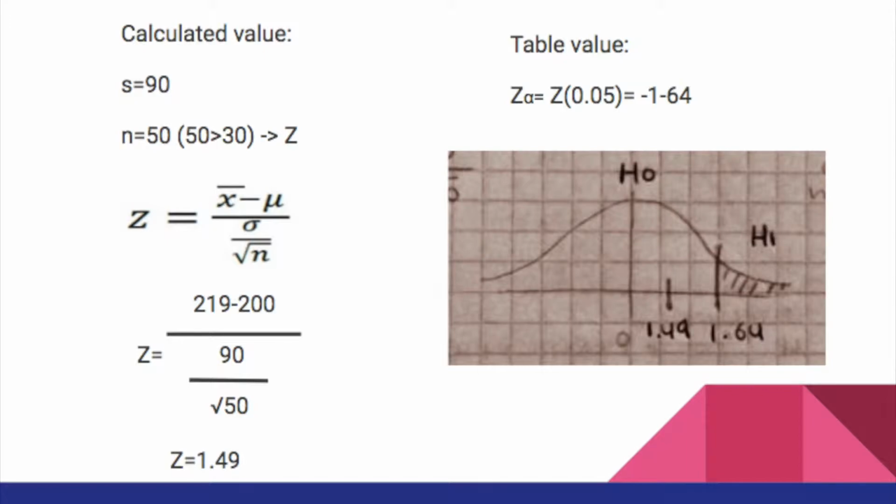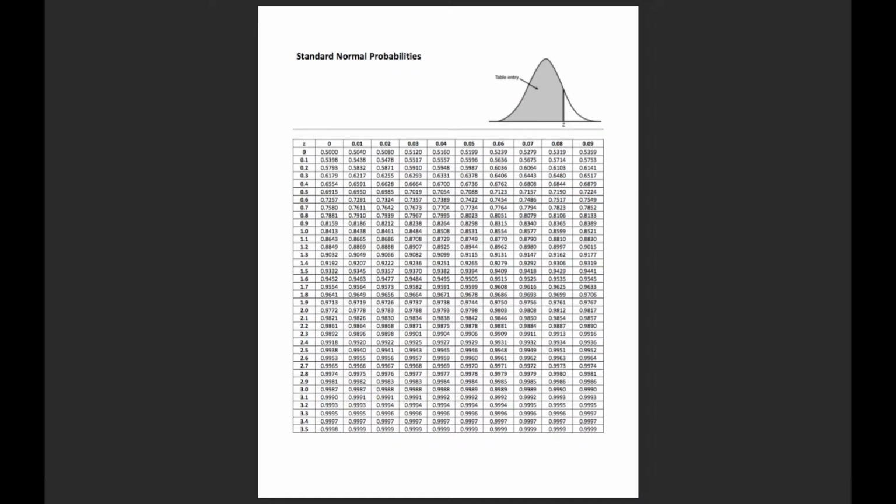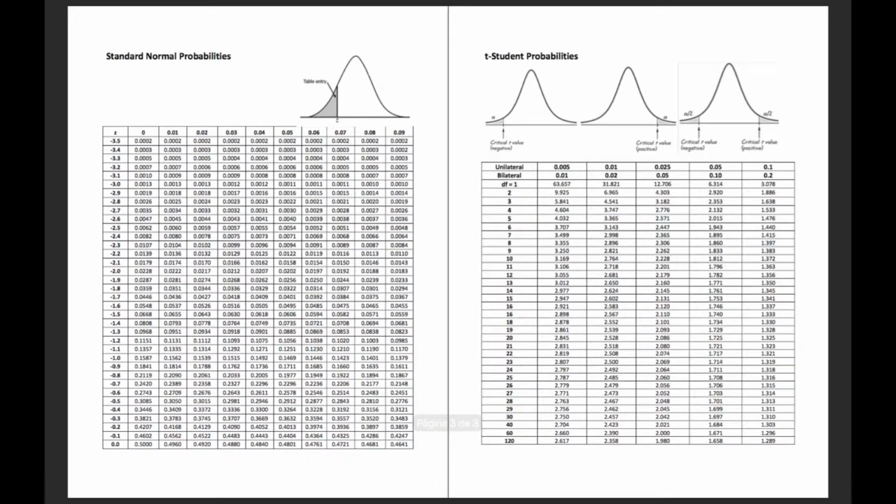First, to get the value, we will use this formula. If we substitute our values, we will have 219 minus 200 divided by 90 over the root of 50. The result of our calculated value will be 1.49. Second, we will get the table value. To do that, we need to know the value of alpha. In this case, alpha is 0.05.